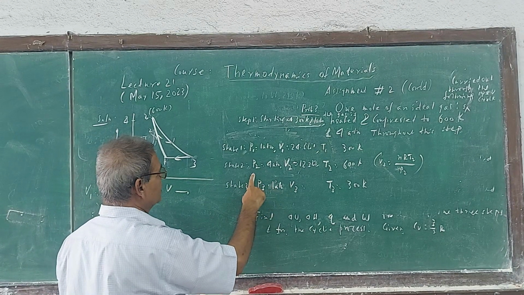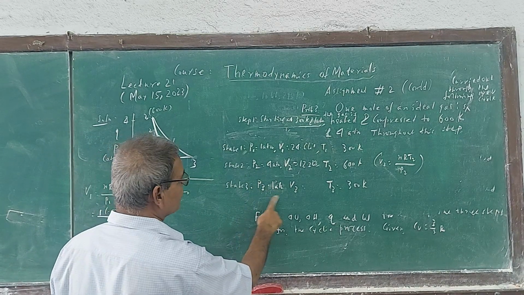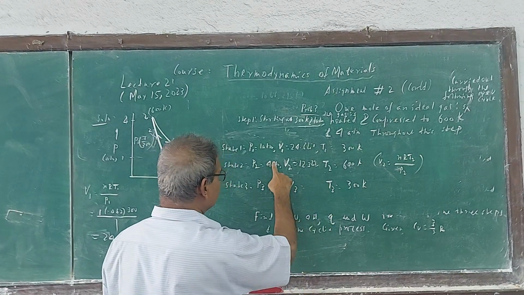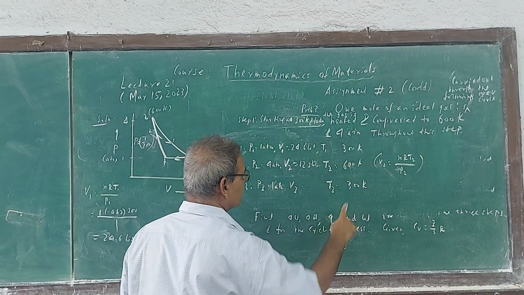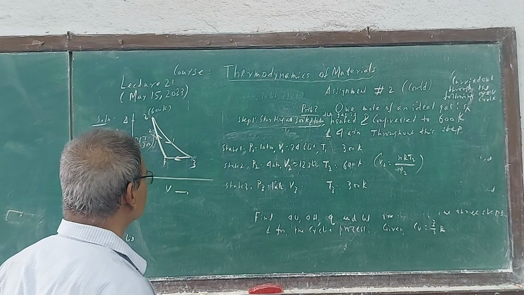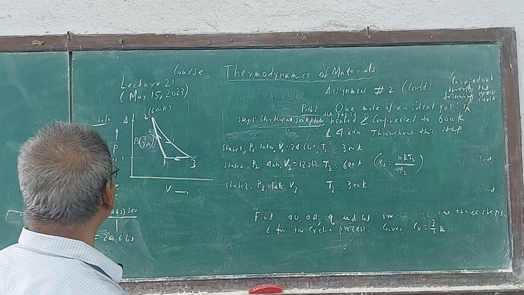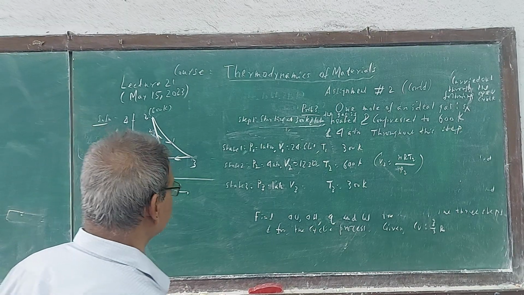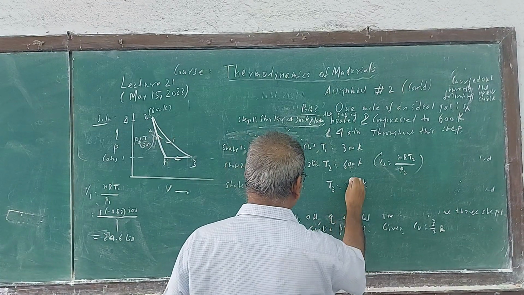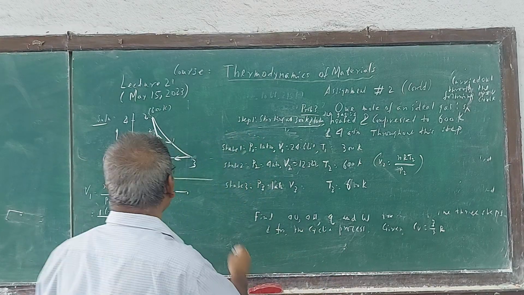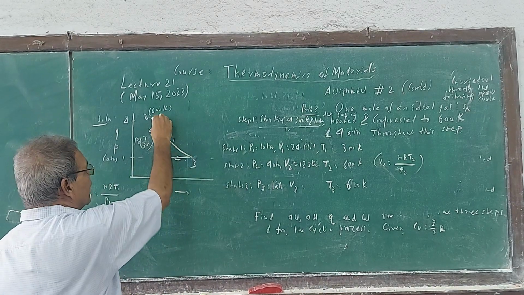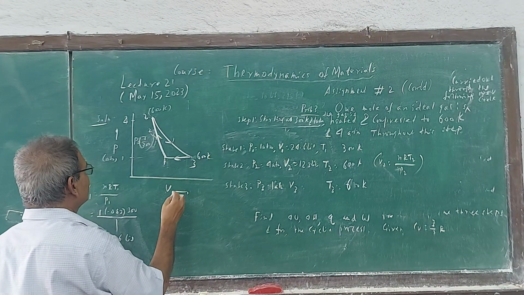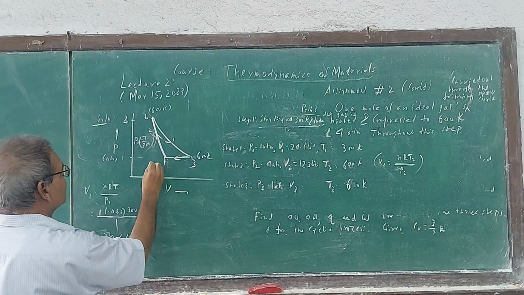So this is state 2 to state 3. This is isothermal. So what is the volume? Guess. What is happening here? The pressure is down 4 times. Temperature T1, T2, 600 Kelvin. This is isothermal, 2 to 3 isothermal, so 600 Kelvin. And state 1 temperature is 300 Kelvin.